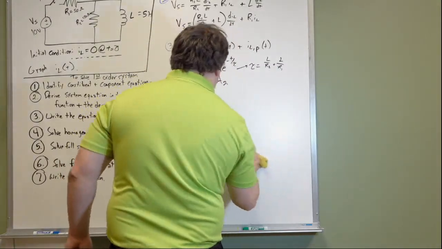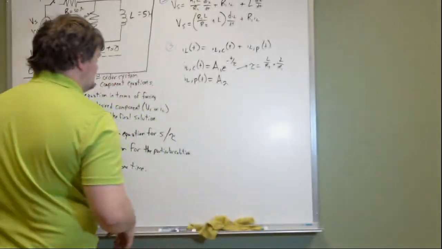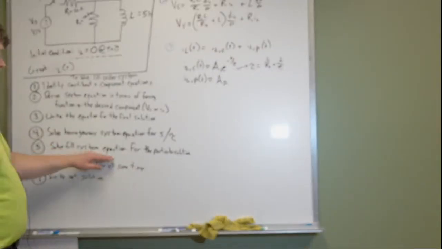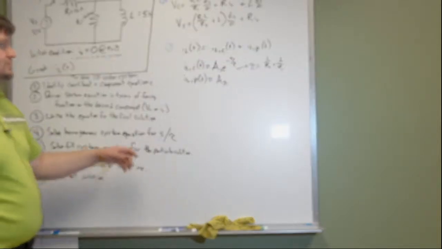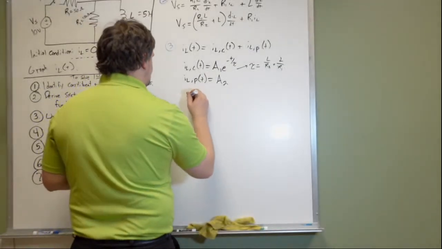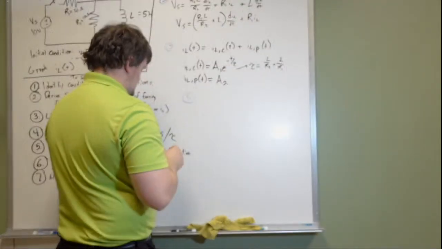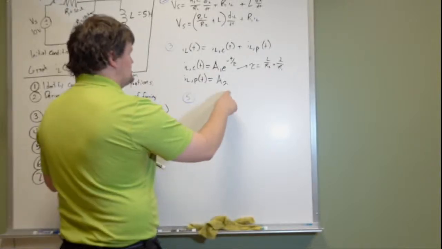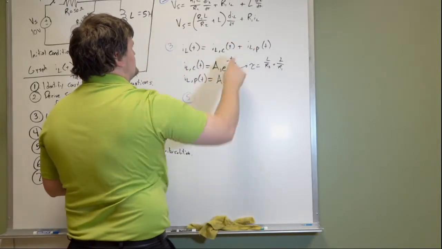All right, step 5, what we have is we're solving the full system equation for the particular solution. So here, we're solving for this. I'll write 5 up on the board. And then we'll plug the particular solution back into the system equation.